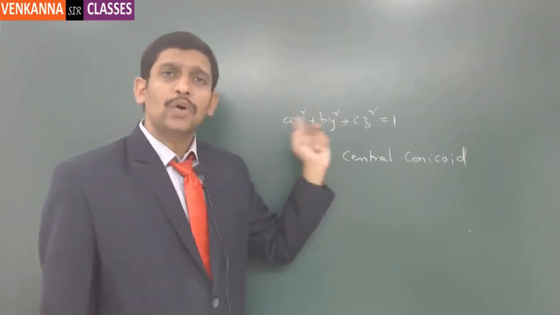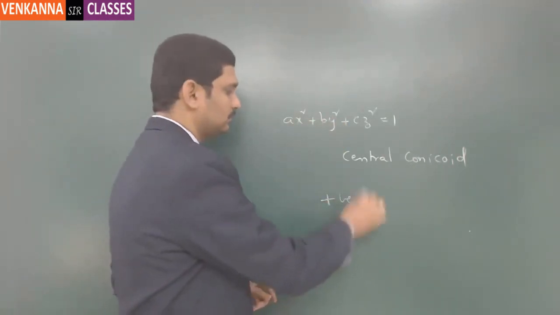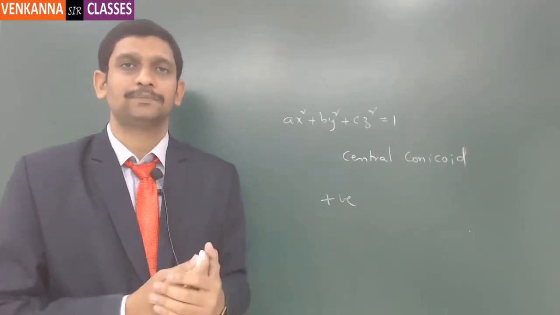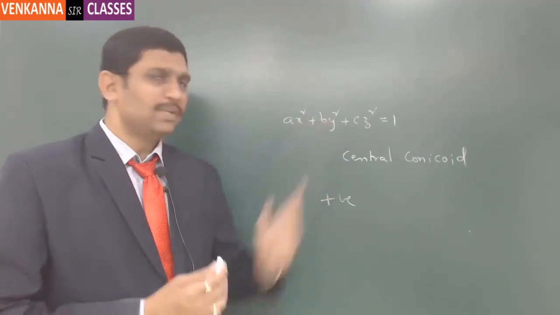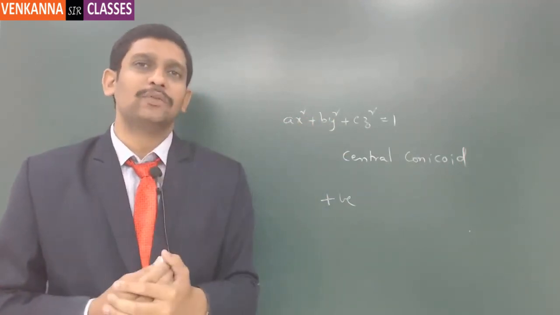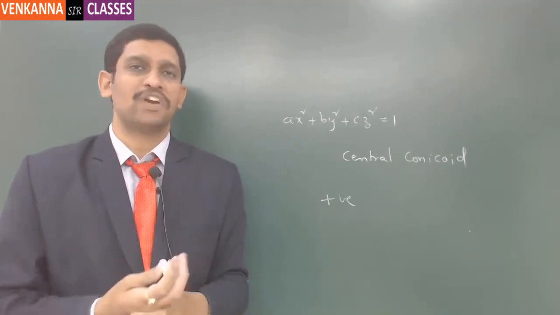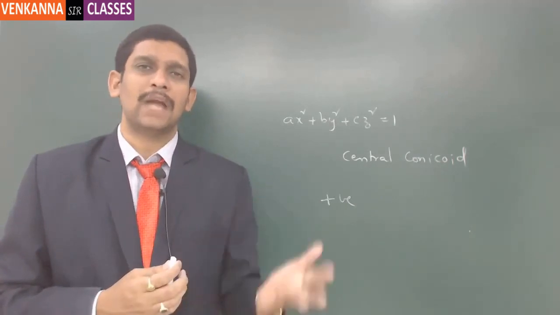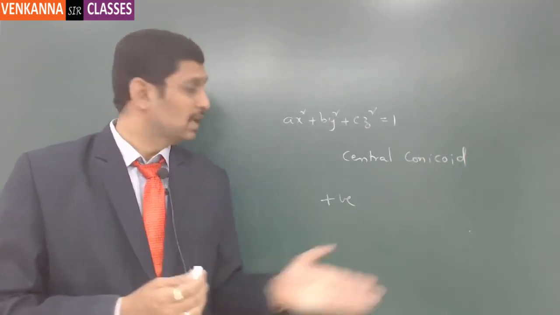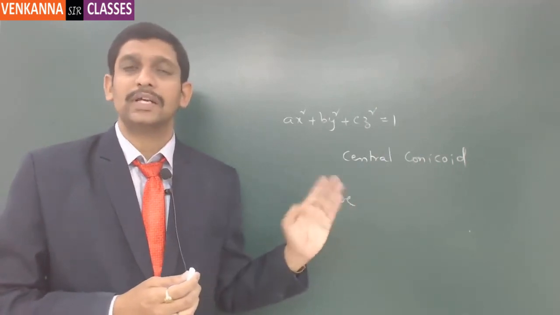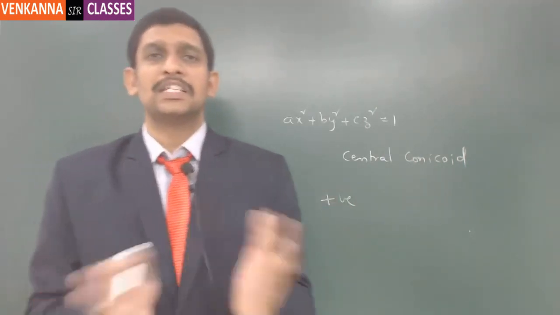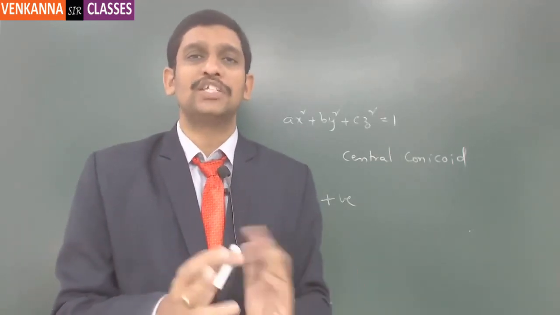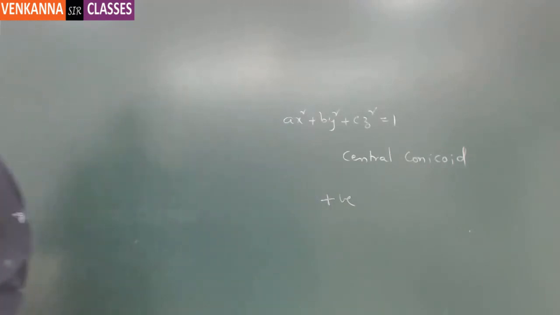If all the coefficients are positive, then it is an ellipsoid. Among a, b, c, if one value is negative, it is hyperboloid of one sheet. If two values are negative, it is hyperboloid of two sheets. If all the three values a, b, c are negative, such type of system does not exist. So there could not be any such locus. Okay?